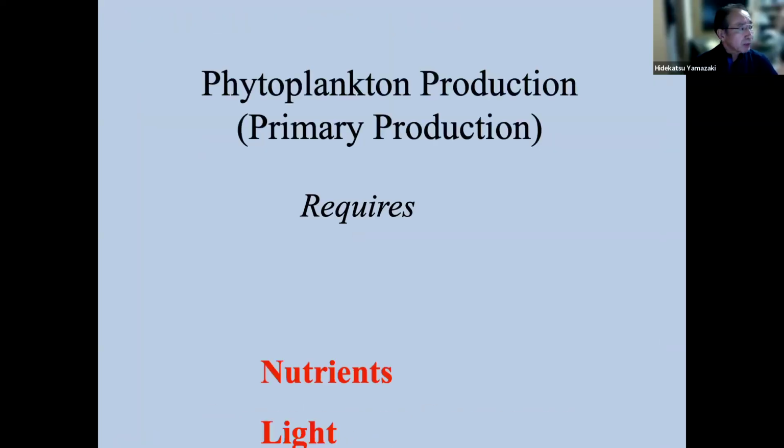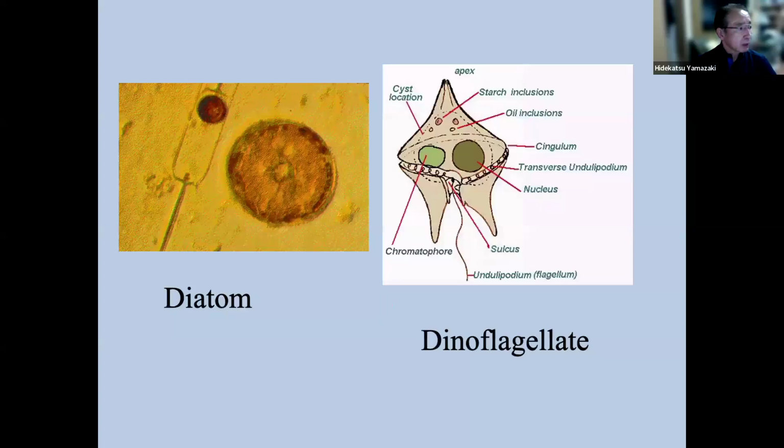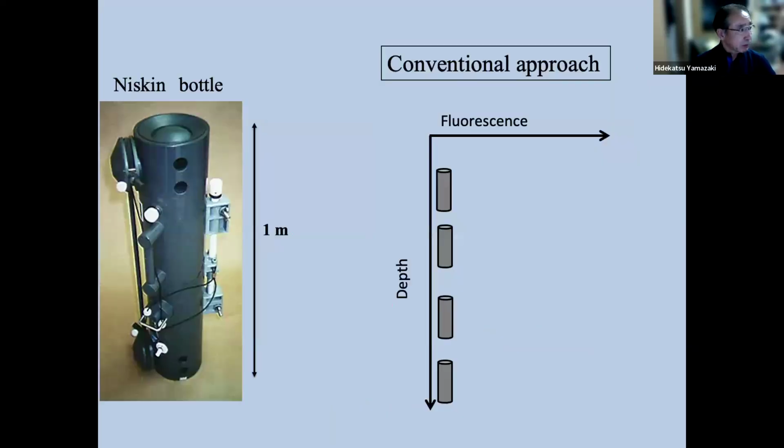Okay, phytoplankton require light and nutrient. They need both of them. And diatom and dinoflagellate, single cell, they are much smaller than 1 millimeter scale. However, most biologists use a Niskin bottle, which is roughly 1 meter scale, and lower the Niskin bottle with cable, you get a finite number of data from a finite number of points.